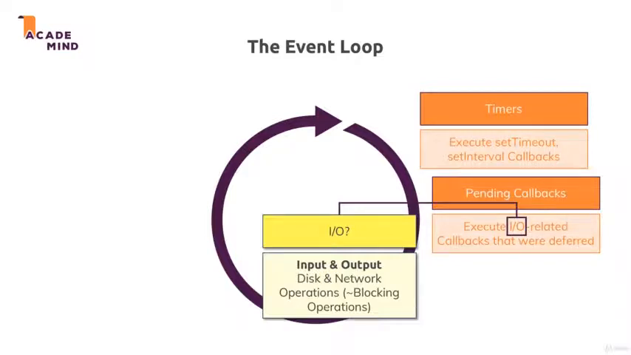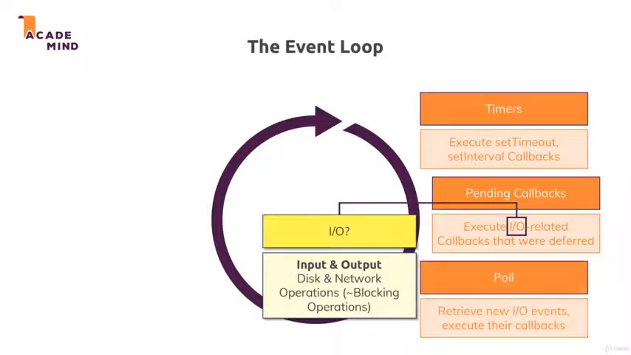After working on these open callbacks and hopefully finishing them all, it will enter a poll phase. The poll phase is basically a phase where Node.js will look for new I/O events and basically do its best to execute their callbacks immediately if possible. Now, if that is not possible, it will defer the execution and basically register this as a pending callback. So this is how that works.